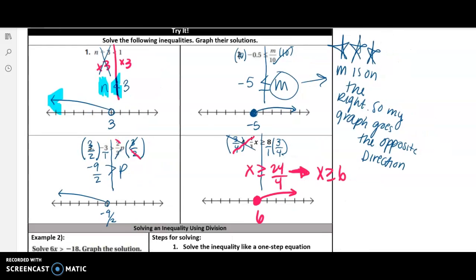Over here we have m divided by 10, and so we need to multiply by 10 on both sides, and we get negative 5 is less than or equal to m. But because m is on the right, that means that my graph goes the opposite direction that it's pointing. So even though it looks like it's a less than, because my variable is on the right side, that means that my graph is going to go the opposite direction. So it's actually going to go in the greater than direction.